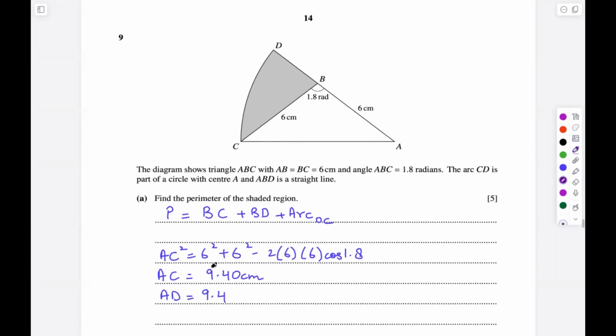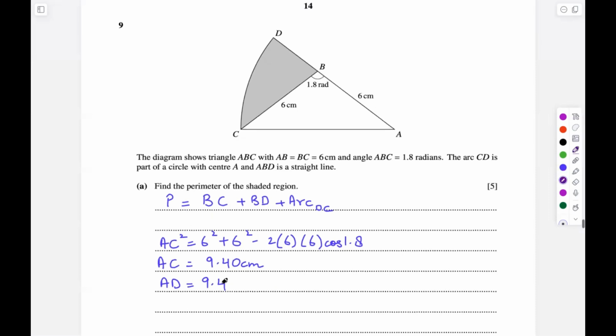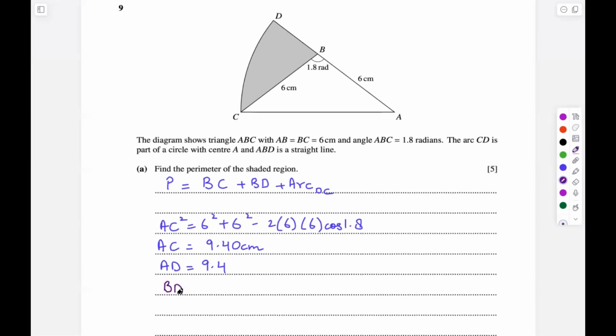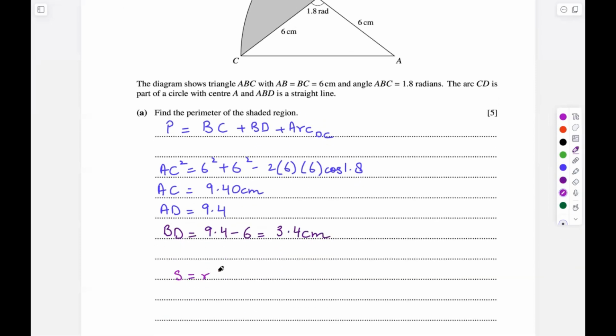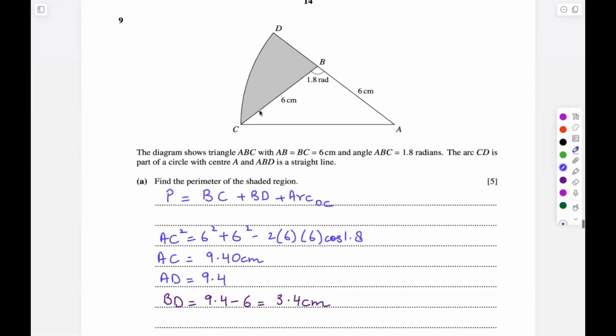So as the length of AD is 9.4 and AB is 6, the length of BD will be equal to 9.4 minus 6, which is equal to 3.4 centimeters. To find the arc length of DC, we'll apply the formula S equals r theta. Now to find theta in this triangle, we know that this is an isosceles triangle, which means that both of these angles will be equal. So we can write 1.8 plus 2a will be equal to pi radians.